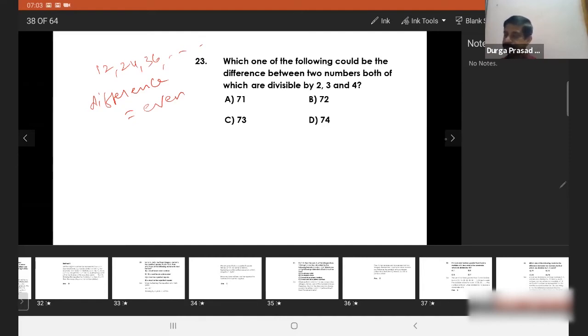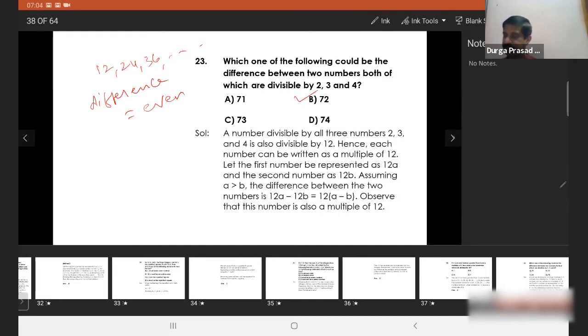Now we know the difference should also be a multiple of 12. So 74 is not a multiple of 12, so that is also ruled out. So the option should be B, 72. Okay. Please note it fast.